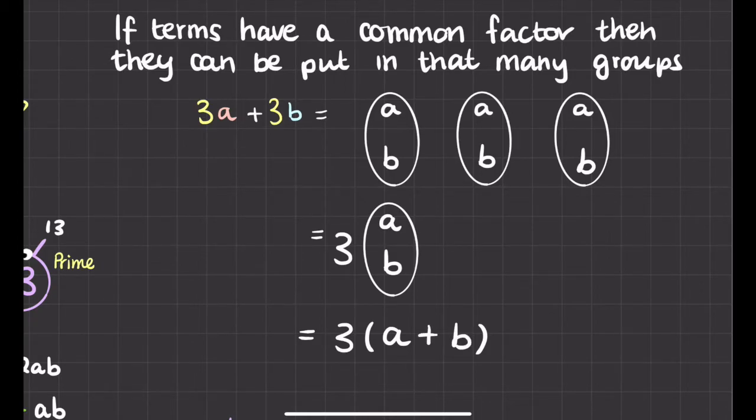So what we would do is write this with our brackets as 3 groups of a and b. So that's been factorised there. I've written it as 2 things multiplied together. This thing here has been multiplied by this thing here. So it's factorised.